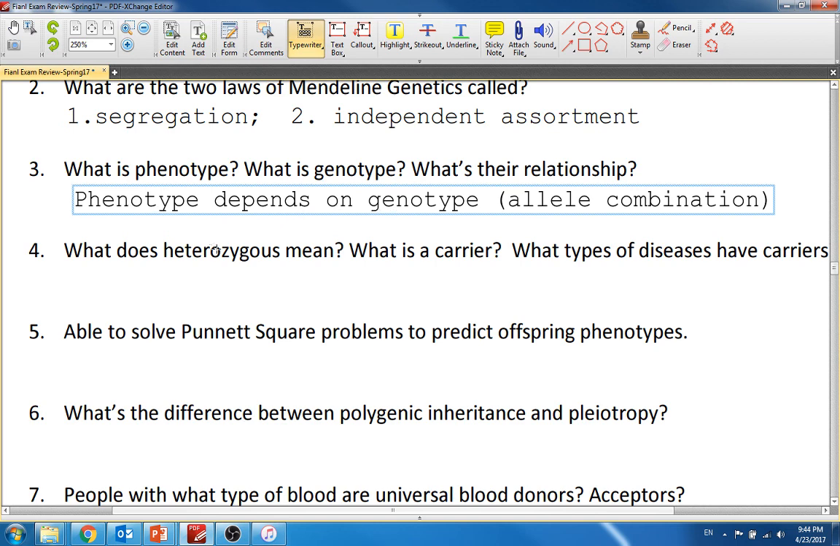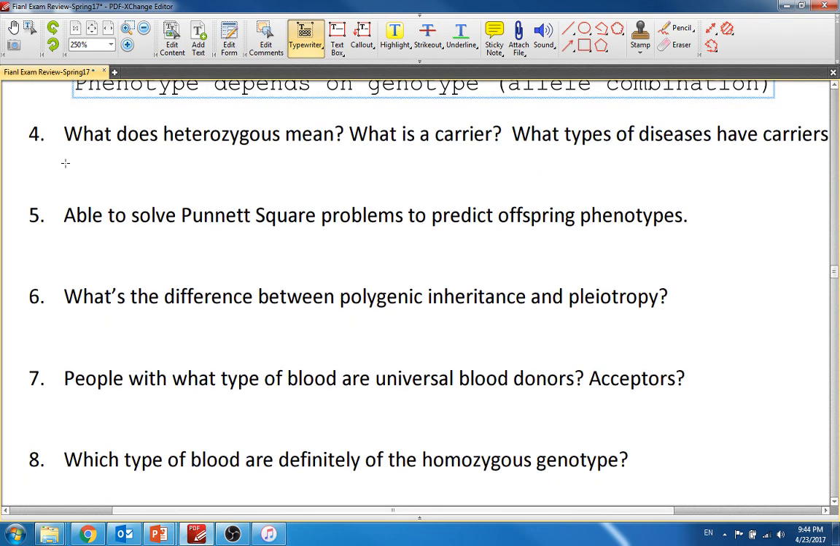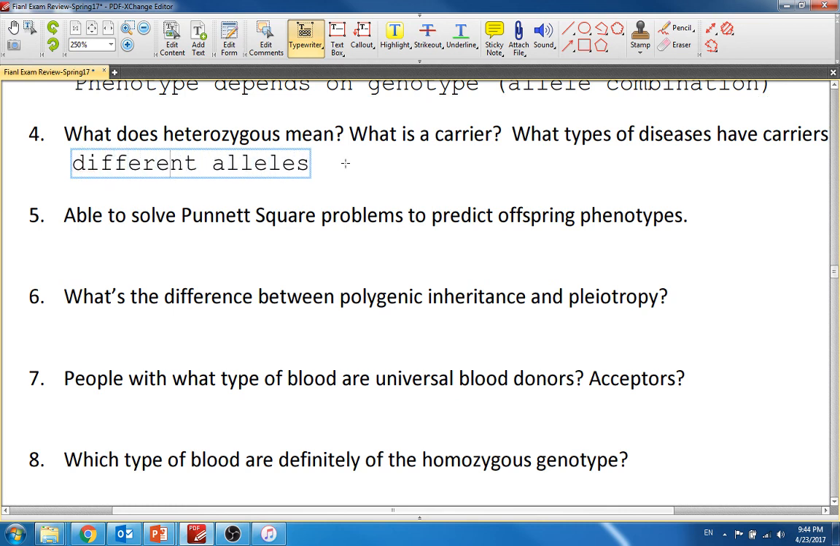Number 4, what does heterozygous mean? Heterozygous means that the 2 alleles found in the individual are not the same. What is a carrier? A carrier means a heterozygous individual for a recessive trait.